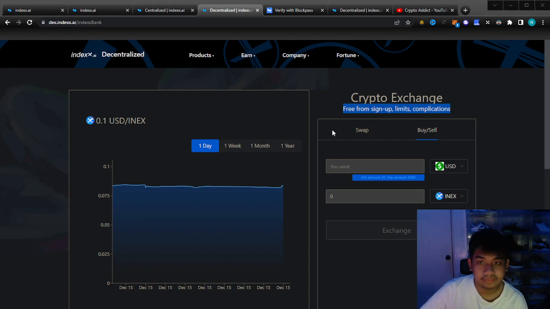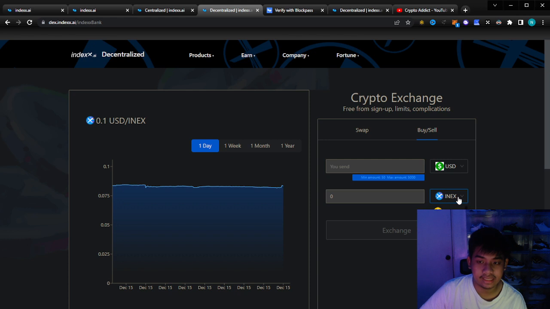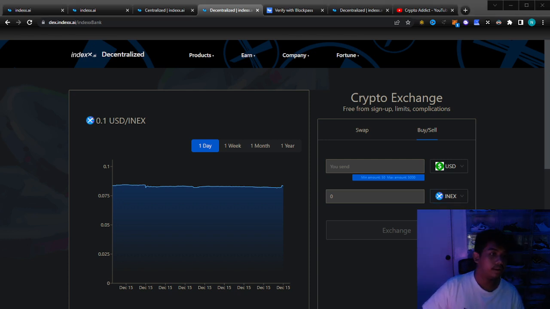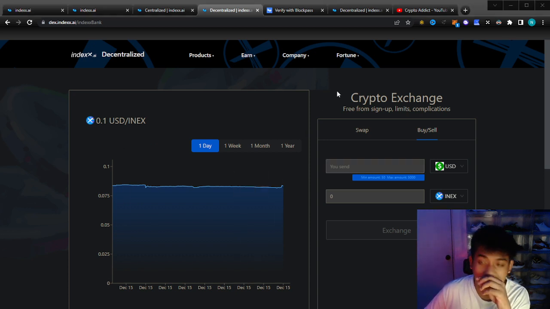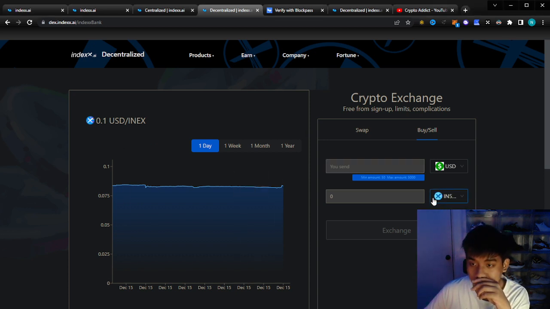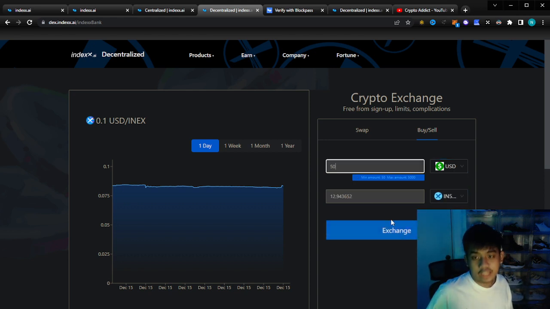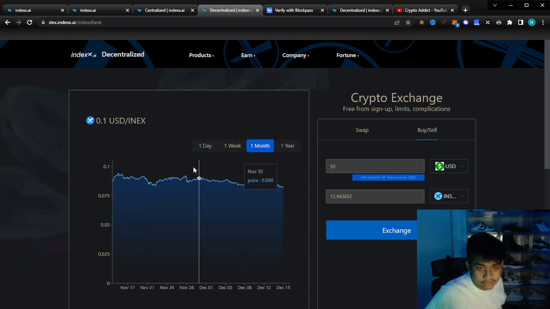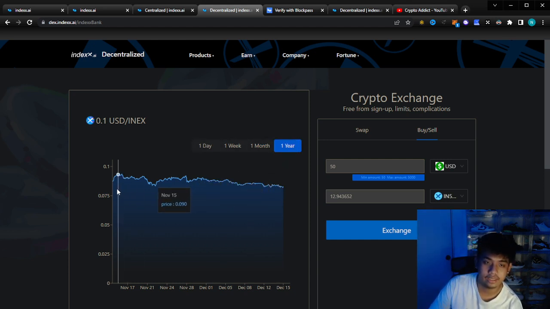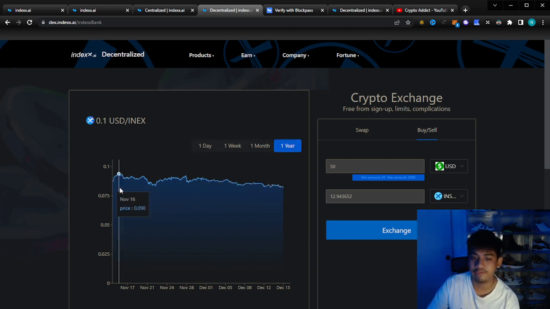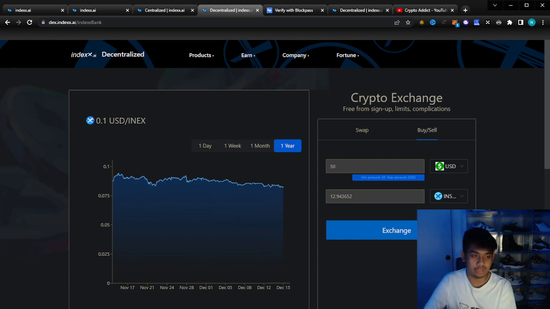All right. So Index is the token as well that they have here in the exchange. Just take note that the minimum purchase here is $10 for buying the Index.ai token. So this one, let's say this has a minimum amount of 50, and you will be able to get this. And as you can see, it's pretty much stable. So in 1 year, let's see. It just started last November 15th, and that's how it really works.